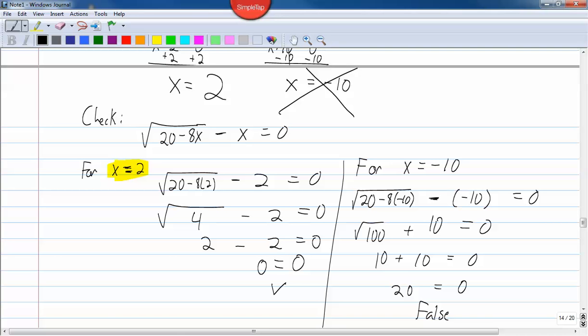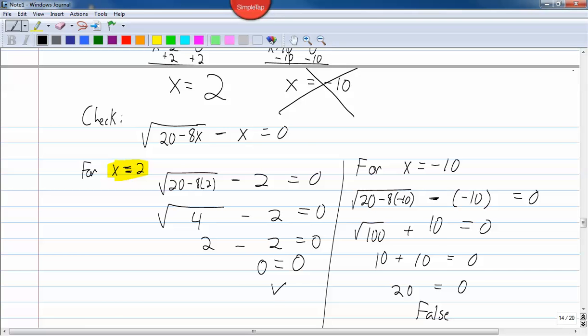And I guarantee you, if you're working a multiple choice problem on this, one answer is probably going to be 2, one answer is probably going to be negative 10, one answer is probably going to be 2 and negative 10, and then one answer is probably going to be no solution. So you've got to know which ones are correct and which ones aren't.